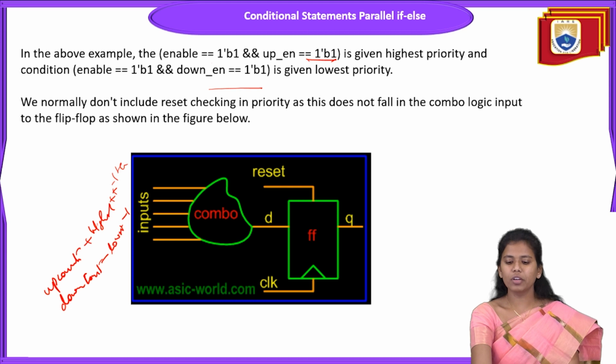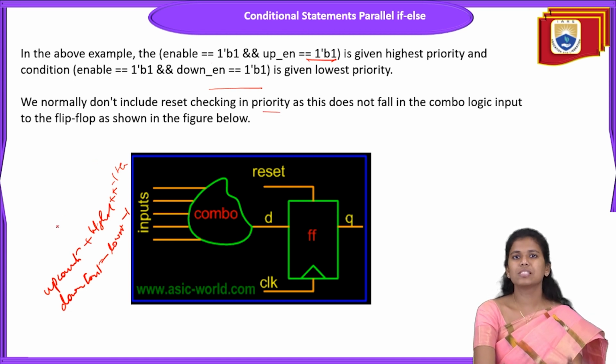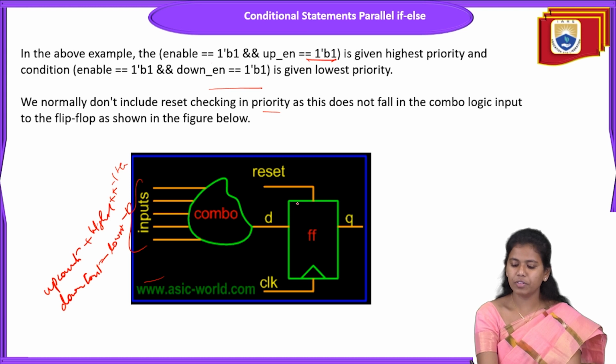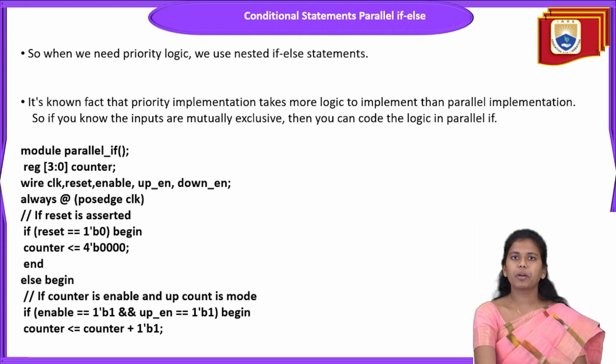So here we don't include normally the reset checking in priority. Sometimes we don't use the reset pin. Normally we don't use a reset pin, but when you observe this particular figure, we have the inputs, and for this flip-flop, D is the input. All the D consists of a combination of many inputs, and here you have a reset button, and Q is the output, C is the clock. So for this particular, we need the priority logic.